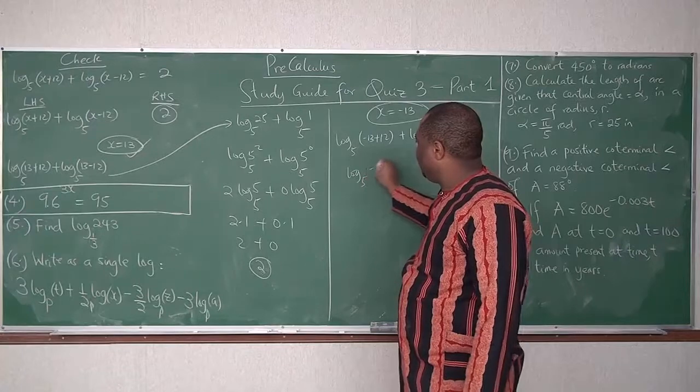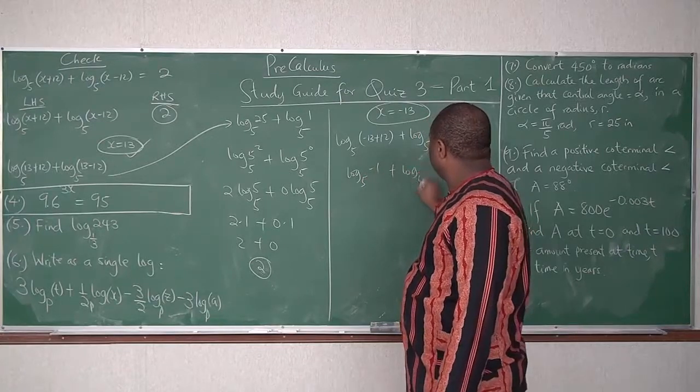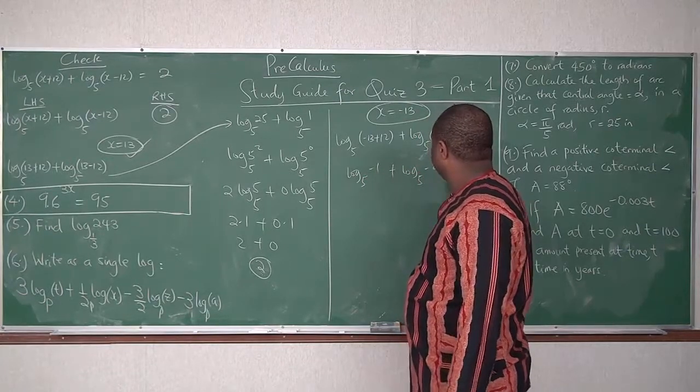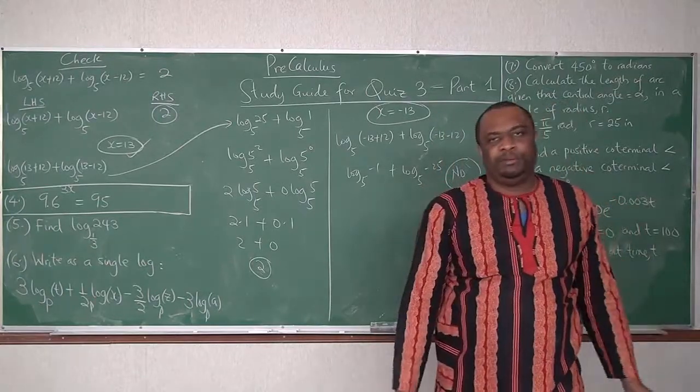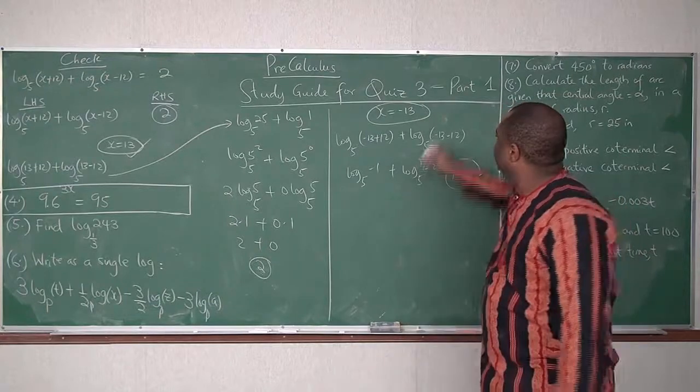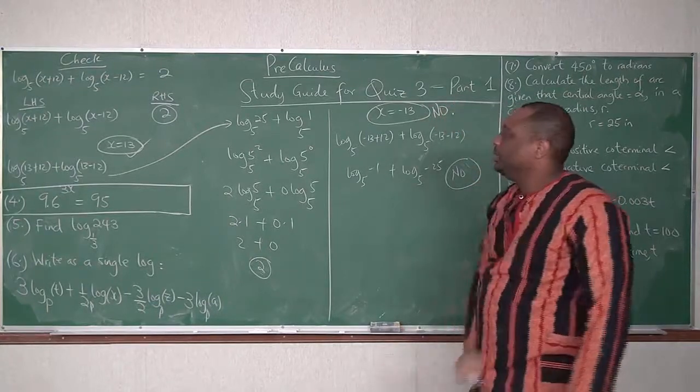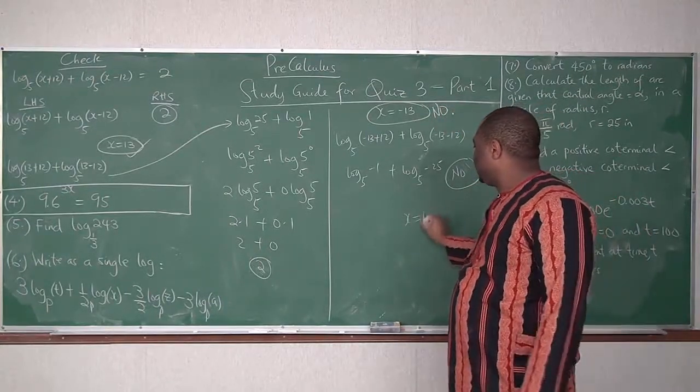Log to base 5 of negative 1 plus log to base 5 of negative 25. No. You can't have the log of a negative number. No, it will give you an error. Yeah, so this is no. Okay, so the answer is x is 13.